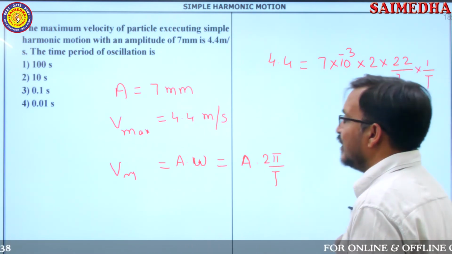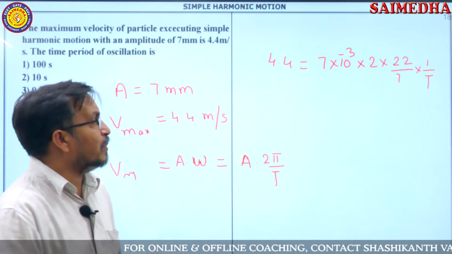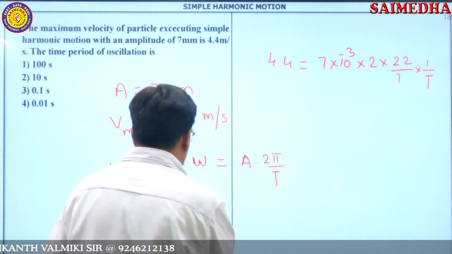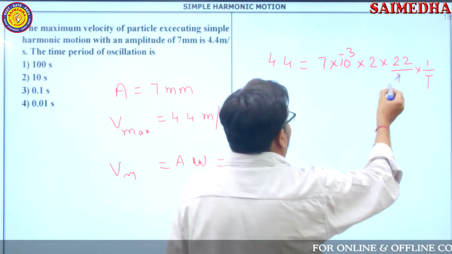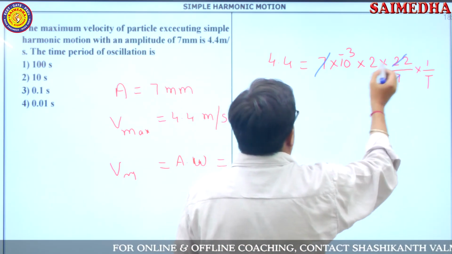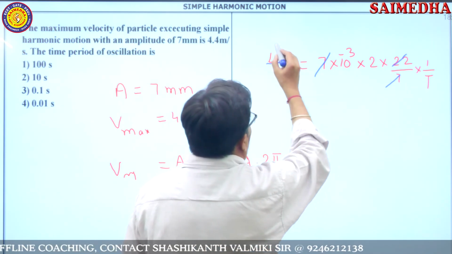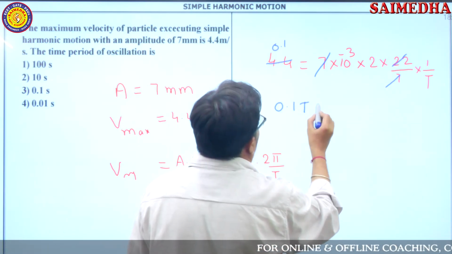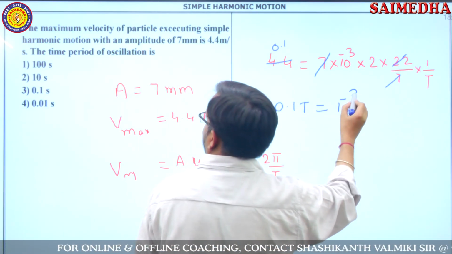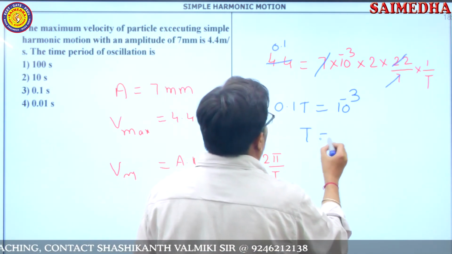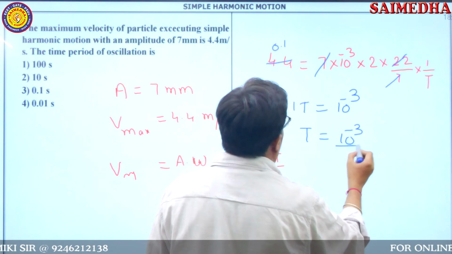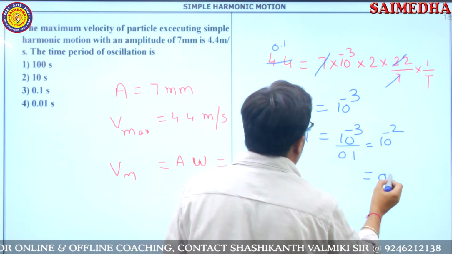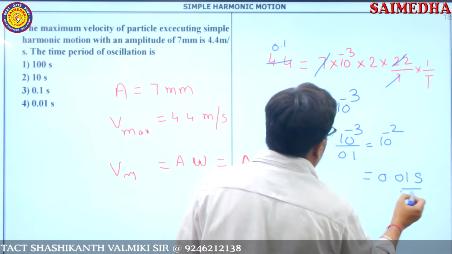See here students, if you write like this, we will get the answer easily. That is why, sometimes the data is given related to 22 by 7. So I am simplifying now. In the numerator and denominator, 7 will be cancelled. 22 twos are 44, so dividing, that is 0.1. Then 0.1 into T is equal to 10 power minus 3. Then T equals 10 power minus 3 by 0.1, that is 10 power minus 2, that equals 0.01 second. This is the answer.